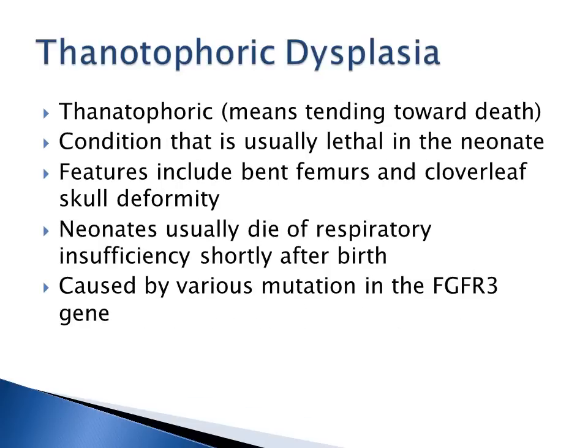In thanatophoric dysplasia, this condition is usually lethal in the neonate. Actually, thanatophoric means tending towards death. Features include bent femurs and a clover leaf skull deformity. Neonates usually die of respiratory insufficiency shortly after birth, and this disorder is also caused by mutations in the FGFR3 gene.